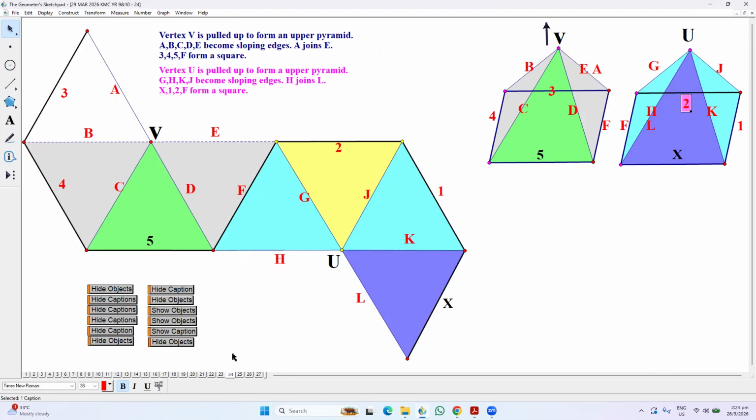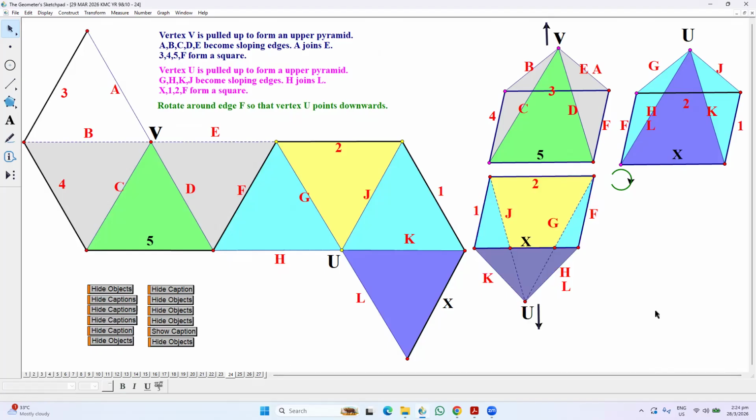Then we can rotate around the HF. The HF, this edge here, divides the net into 2 halves. So we can rotate the pyramid on the right so that the vertex U will now be pointing downward to give us a lower pyramid. U is now pointing downward, and we can see the yellow triangular face at the far side.